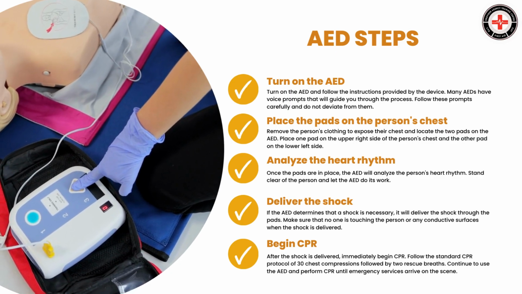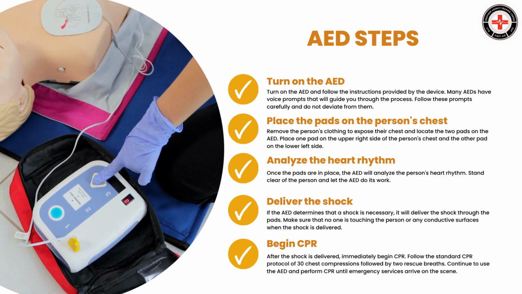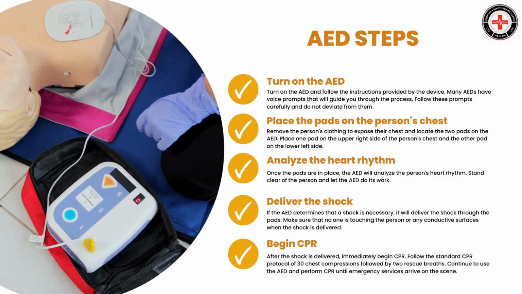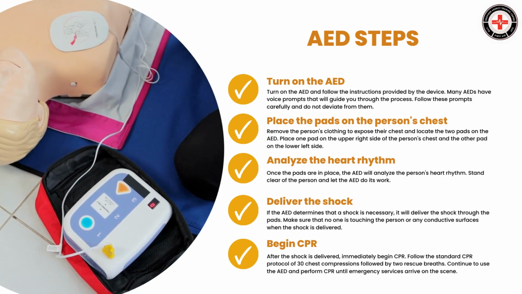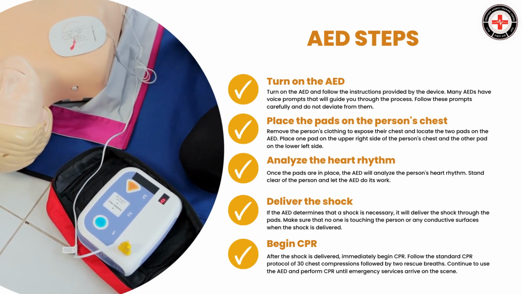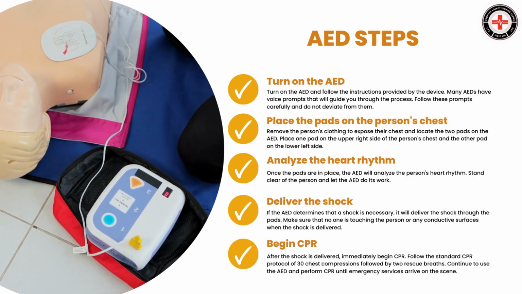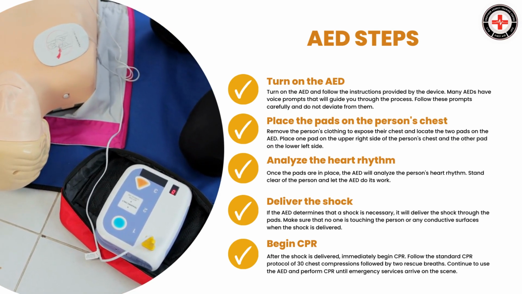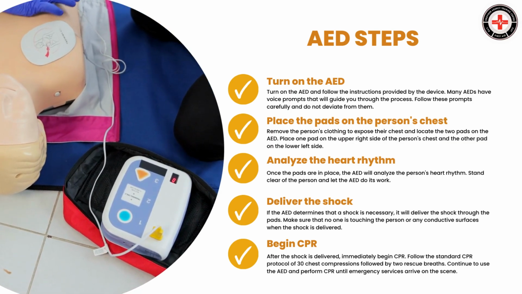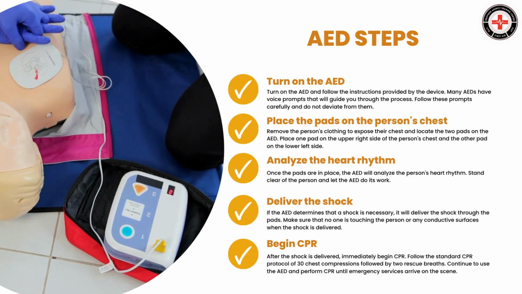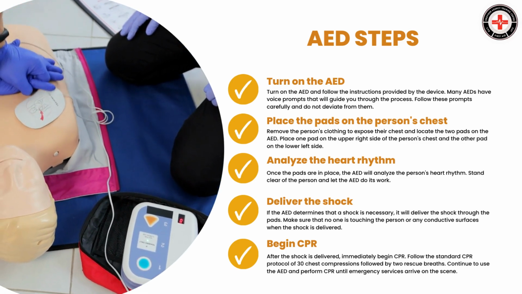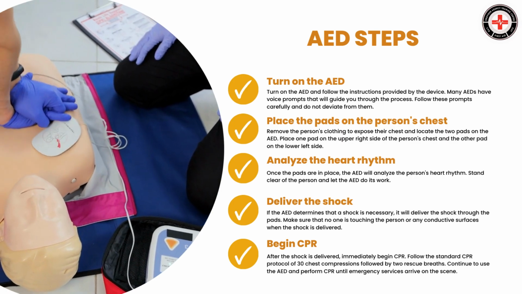Next, remove the person's clothing to expose their chest and locate the 2 pads on the AED. Place one pad on the upper right side of the person's chest and the other pad on the lower left side. Once the pads are in place, the AED will analyze the person's heart rhythm. Stand clear of the person and let the AED do its work.